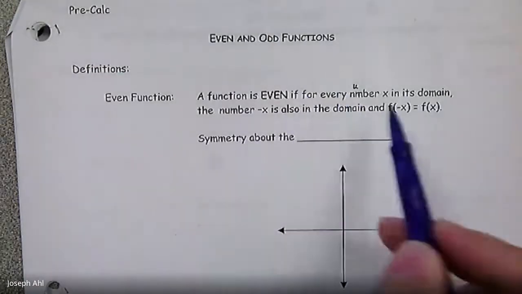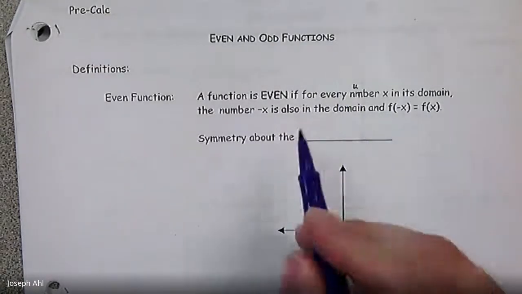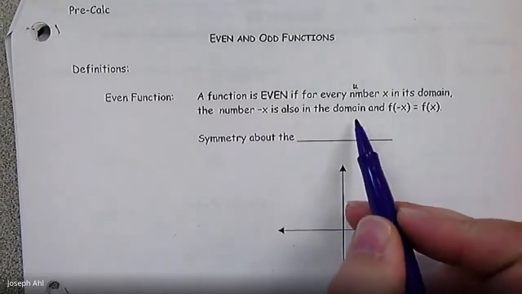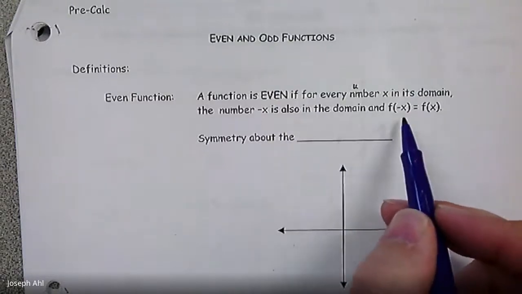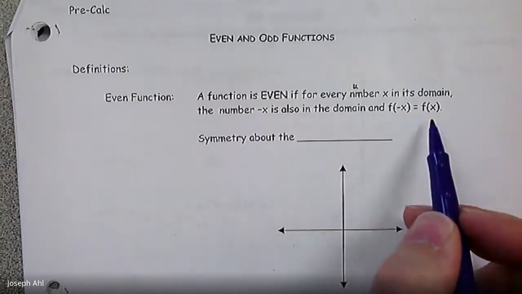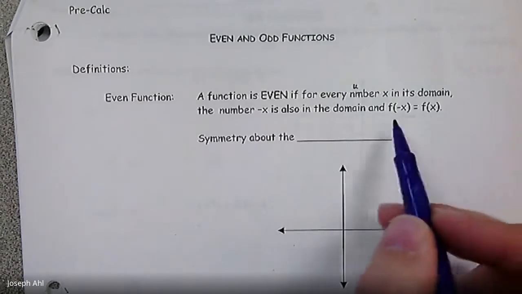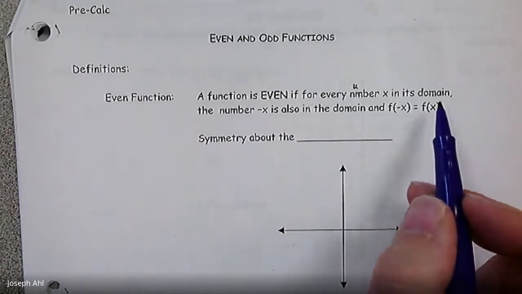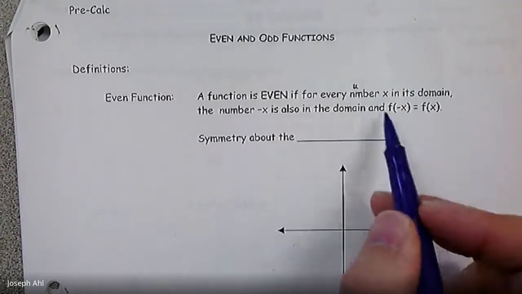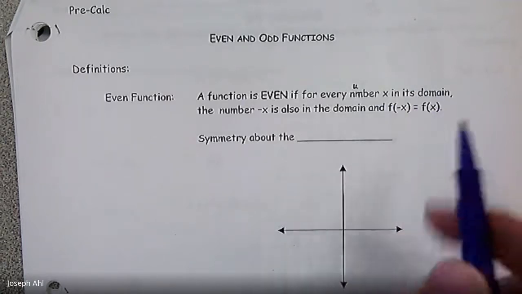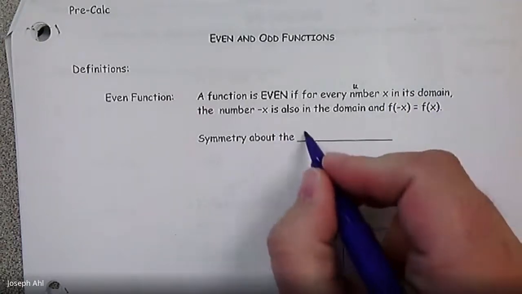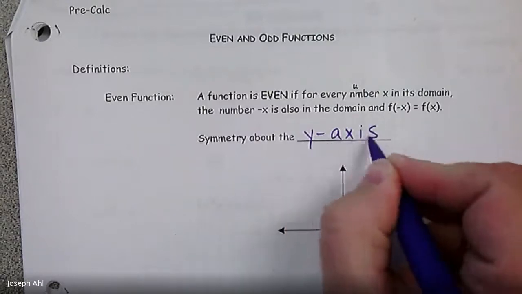A function is even if for every number x in its domain, the number negative x is also in the domain, such that f of negative x is equal to f of x. So we talked about that kind of symmetry yesterday, that if you can replace x with negative x and the equation remains the same, that's going to be symmetry about the y-axis.